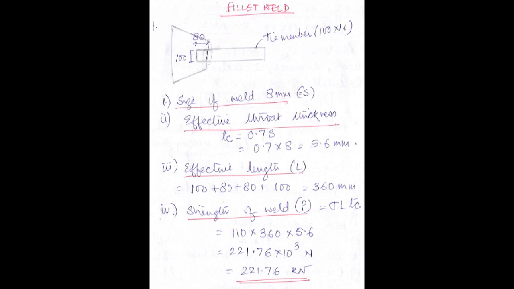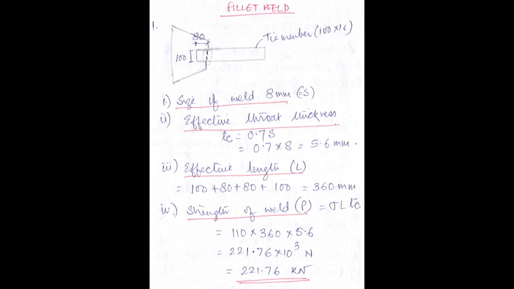Now we are going to the third step, that is the effective length L. How are we going to calculate? So please look at the diagram. In the diagram, you can see one tie member whose size is given as 100 by 16. 100 by 16 means what? So this width is 100 and the thickness is 16.